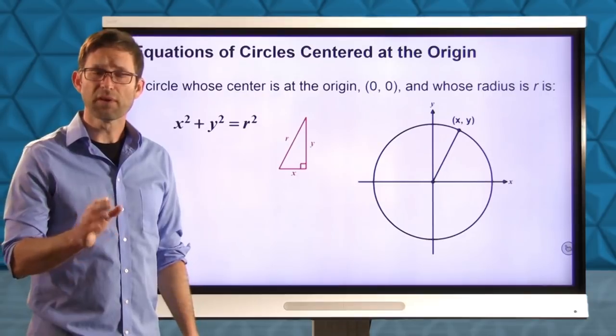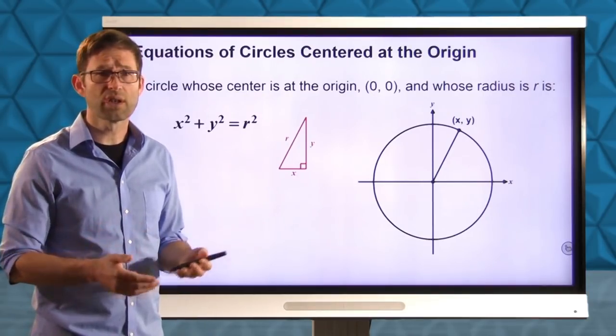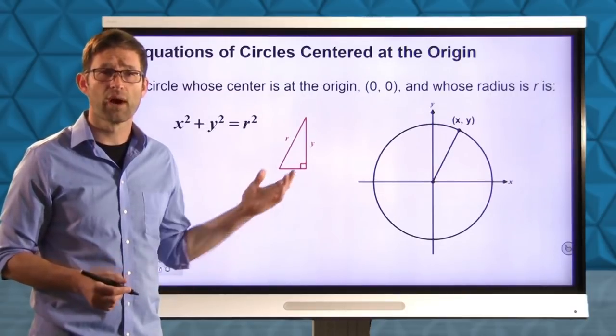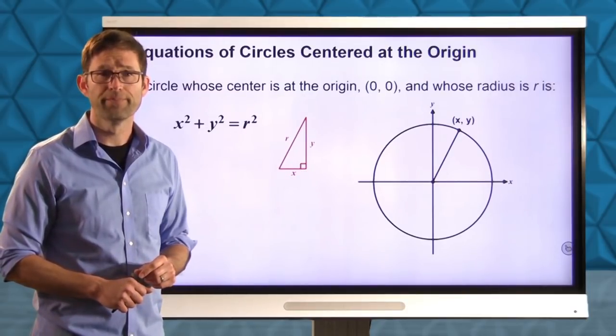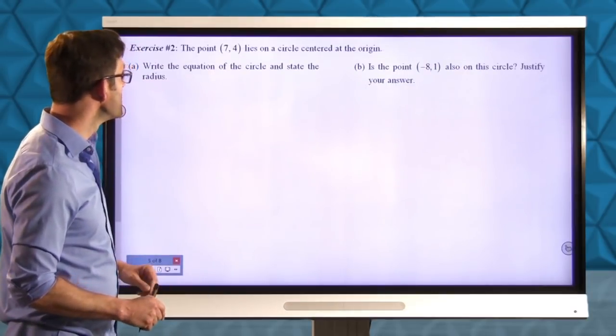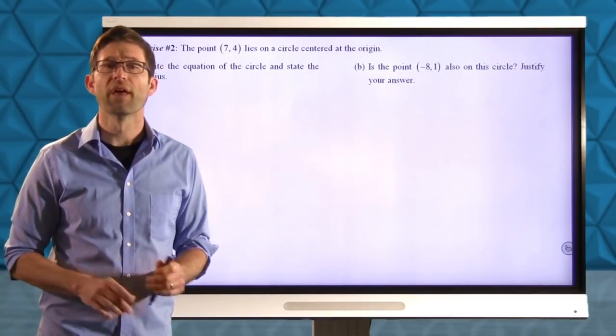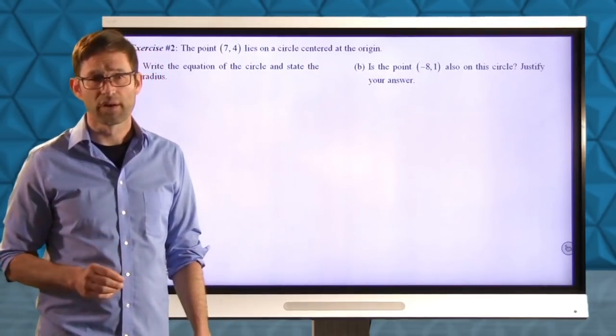And many times, especially strangely enough in higher level math, they are. They're just centered at the origin, and all we really need to do is be able to describe them using this Pythagorean theorem. But of course, even more importantly, is what happens if they're not centered at the origin. Let's do one more, though, that is centered at the origin, and then we'll move on to the more challenging ones.